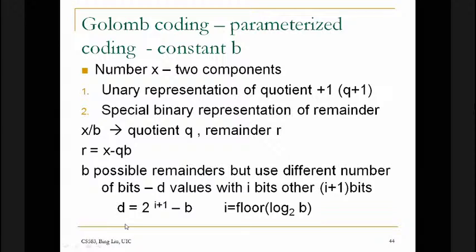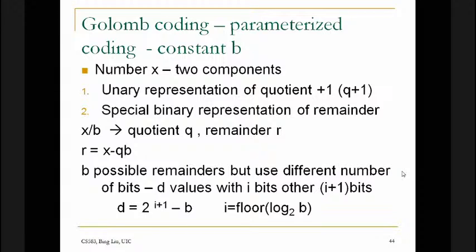But these d values should be coded with i bits. The remaining values, that is b minus d, okay, b is the total number, so b minus d when you do, those many values you are going to code with i plus 1 bits. Is it clear? I want you to make this a note.